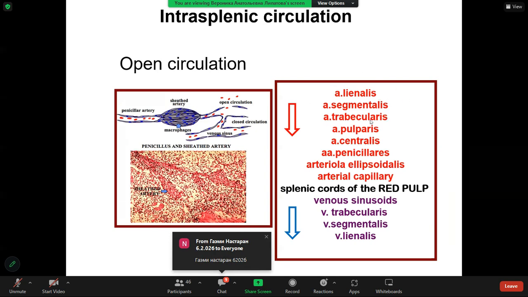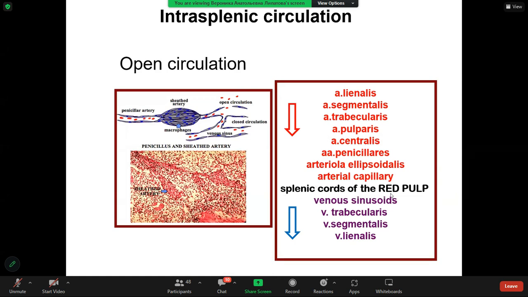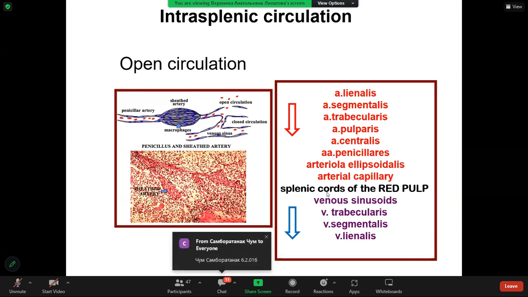Splenic, segmental, trabecular, pulpar, central, penicillar, ellipsoidal, arterial capillary. At first the same, but here into splenic cords of the red pulp. It's important. After this, from the splenic cord, return back to venous sinusoids, trabecular, segmental, splenic. Is this clear? Yes, it is clear. Okay.